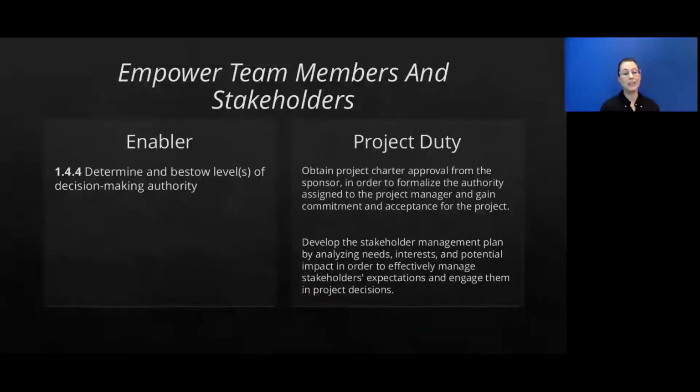All right. Enabler number 4 is determine and bestow the level or the levels of decision-making authority. So here again, when we talk about authority, the project manager on many projects has some measure of authority, but in some projects it might be limited. On some other projects, the project manager may need to clarify who is responsible for what. So it goes back to developing the stakeholder engagement plan by analyzing needs, interests, and potential impact in order to effectively manage stakeholders' expectations, and engage them in the project decisions.